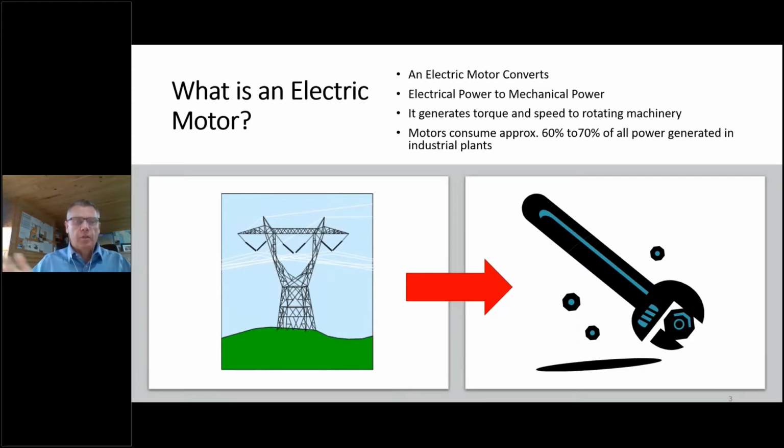I don't know if you've heard this stat before, but in industry, about 60 to 70% of all the power generated in an industrial plant is consumed by electric motors. When I'm out socializing, people ask me about motors, and a lot of people outside of our field probably don't know where motors are, but they're absolutely everywhere. If you look at a hospital or an airport, they're all over. In air handling units, there are so many motors and so many applications.